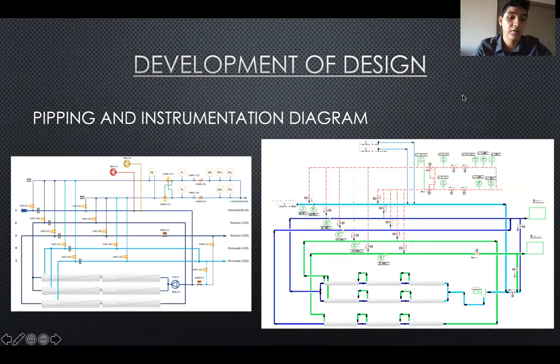This diagram was really similar because it was also a reverse osmosis project, but they used it as a base and added all the characteristics that we wanted in the new project that we are going to develop.